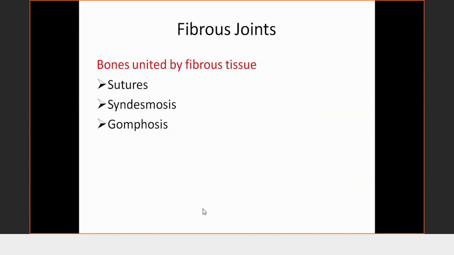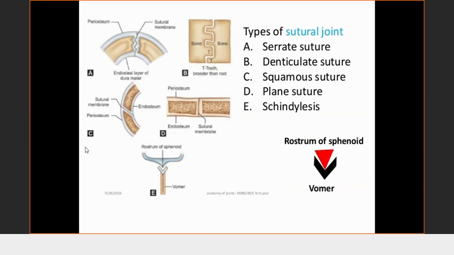Sutures, here there is fibrous tissue. The two bones are connected by fibrous tissue. Now, just see the structure here. Basically, see the sutures in the skull. You can see here, this is the skull. You can see this fine line here. These are the sutures. They are the joint.